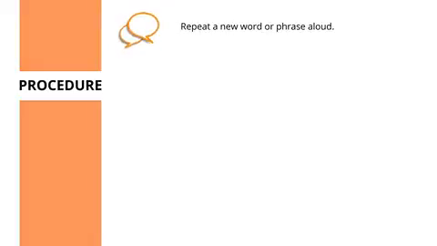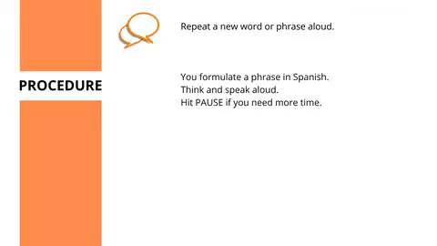Very briefly, here's how the course works. We'll introduce a new word and you'll repeat it aloud. You'll be prompted to do so by the double speech bubbles. Now we ask you to formulate your own phrases, prompted by the ESP bubble. ESP for Español, Spanish. Think and then speak your Spanish phrase out loud, hitting pause if need be.